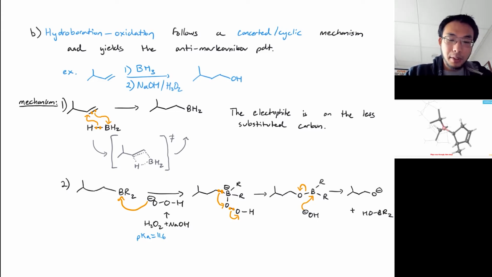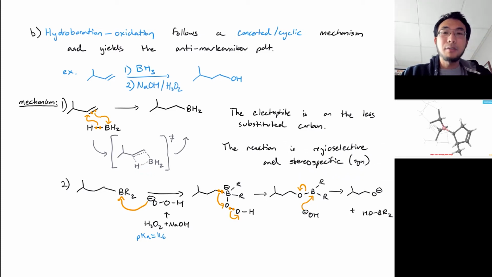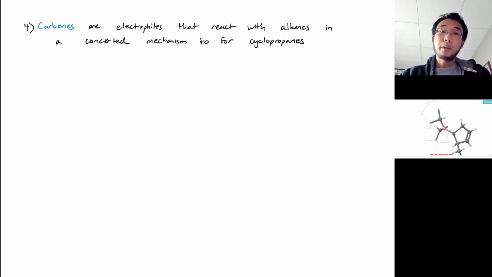You have to put the hydrogen and the boron on the same side of the reacting molecules. And so this reaction is regioselective and stereospecific in a syn manner. So the boron and the hydrogen add syn to each other. Along those same lines, because of the way the mechanism works down here, the alcohol will appear syn to the hydrogen that's added.